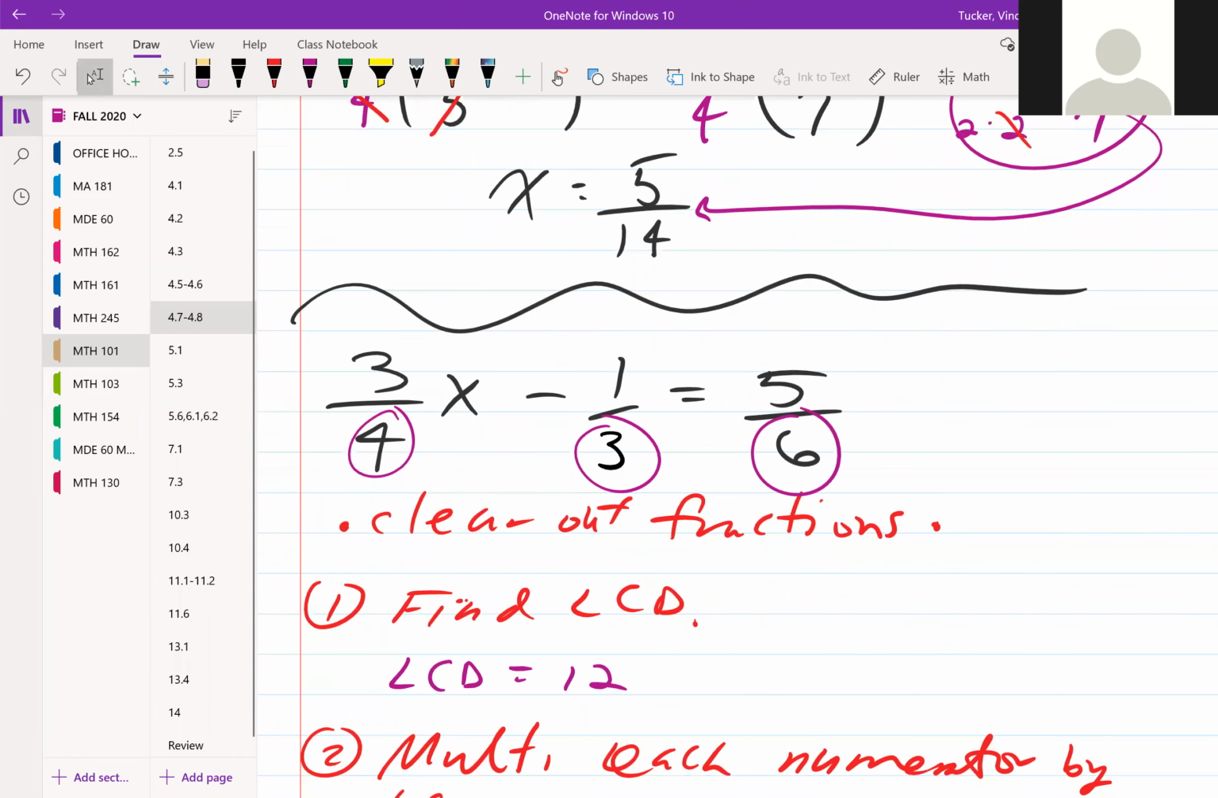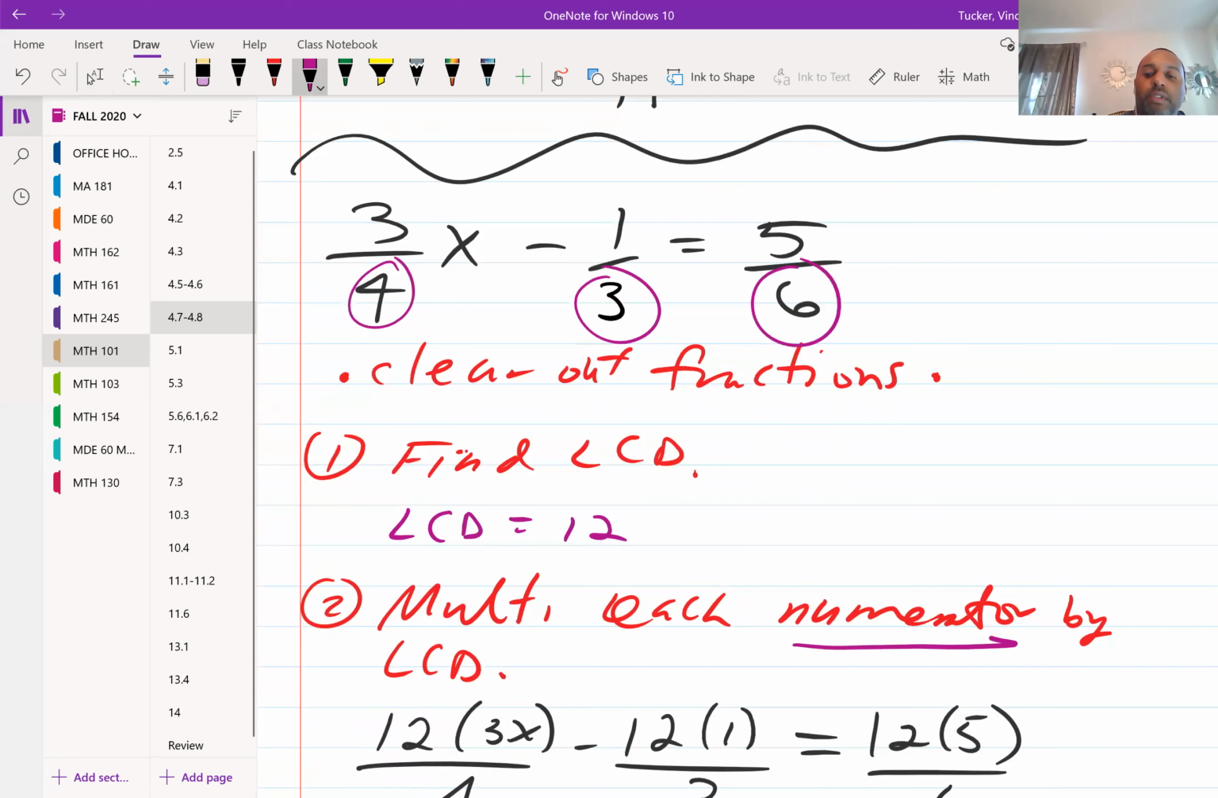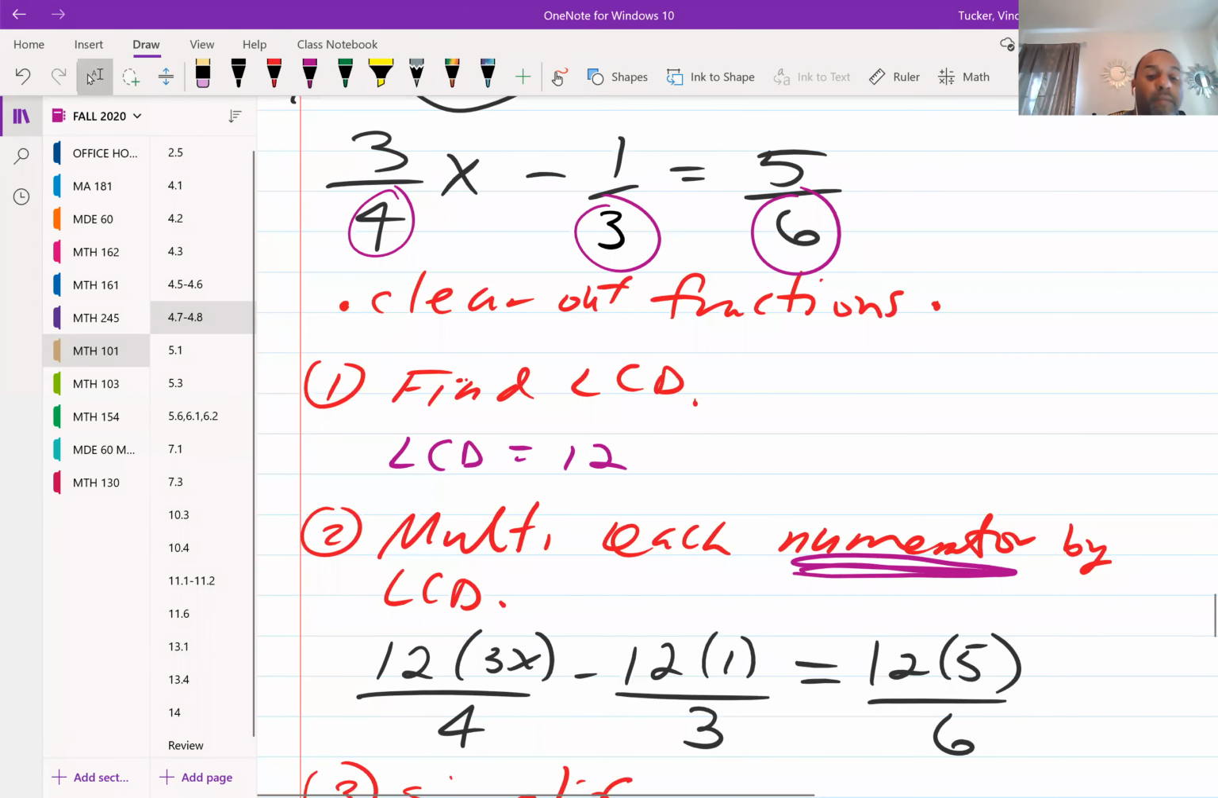All right, next, you're going to multiply each numerator. Notice I said numerator. Multiply each numerator by the LCD. So it's 12 times 3x over 4, 12 times 1 over 3, 12 times 5 over 6.